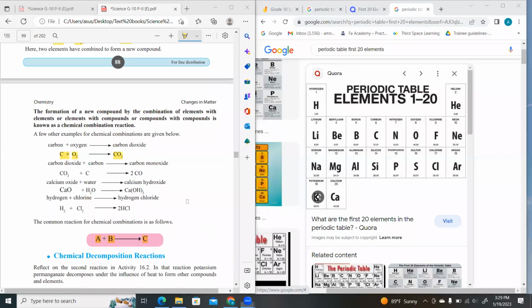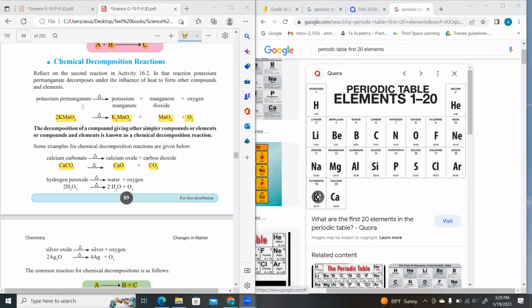Next one is chemical decomposition reactions. You can see KMnO4, right? That means potassium permanganate. You all know what potassium permanganate is. We used to say condy's crystals also in general terms. It's a purple color substance.